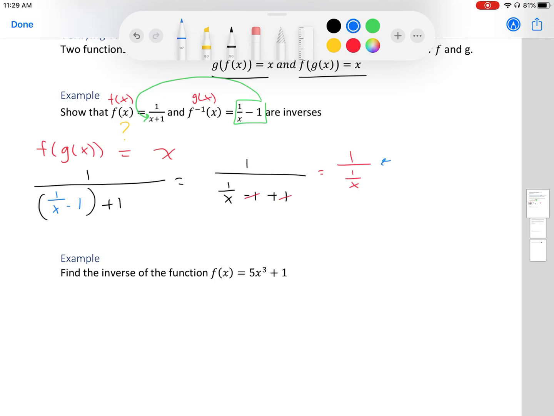Well, that's just division. So would it make more sense if I write it as 1 divided by 1 over x? Remember, keep, change, flip: you keep the first number, change to multiplication, and flip to the reciprocal. So I have 1 times x over 1. You multiply across, and we just get x. So yes, they are inverses.